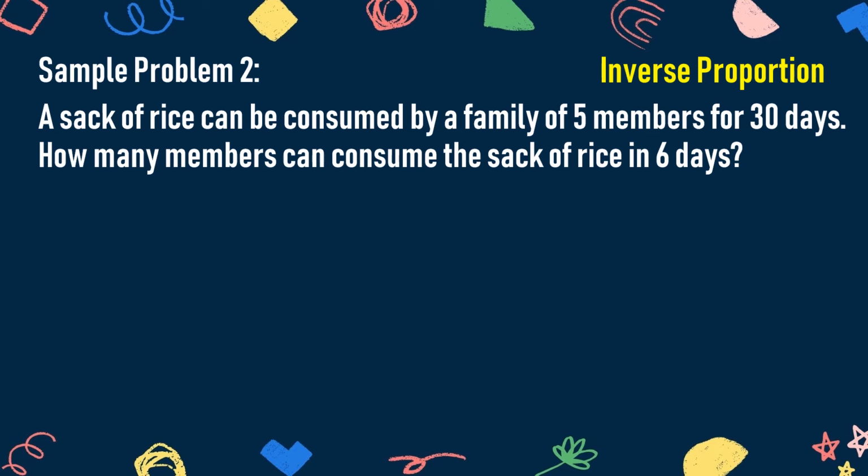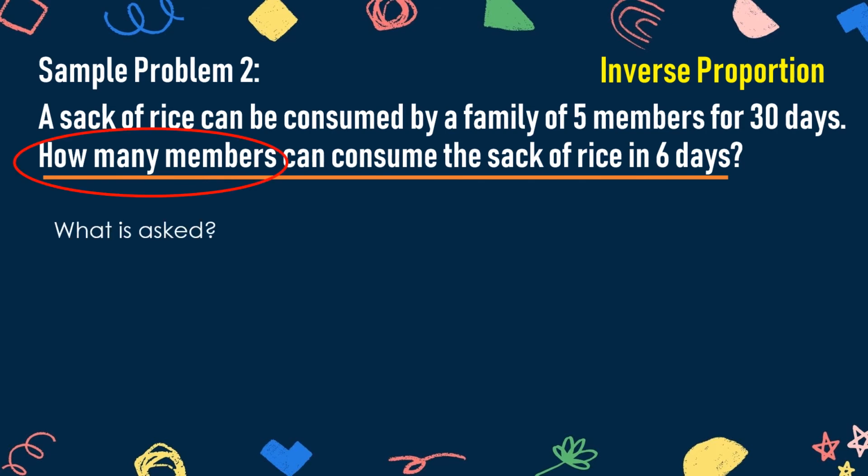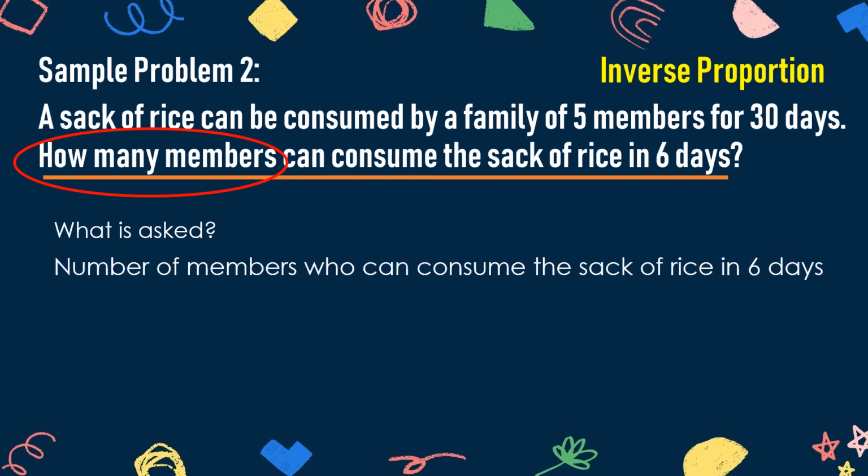It is said that the proportion is inverse if one quantity increases as the other quantity decreases, or a decrease in one quantity may mean an increase in the other. Here is what the problem is asking us to find out. What is asked in the problem? We have there how many members. So basically, we are looking for the number of members who can consume the sack of rice in 6 days.